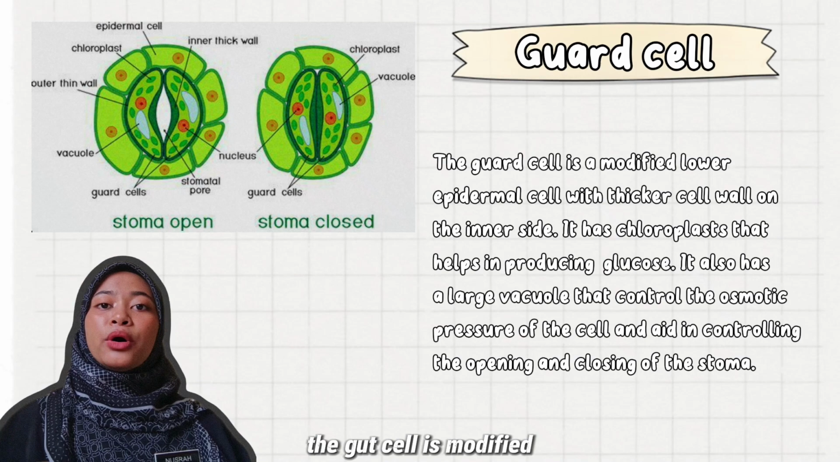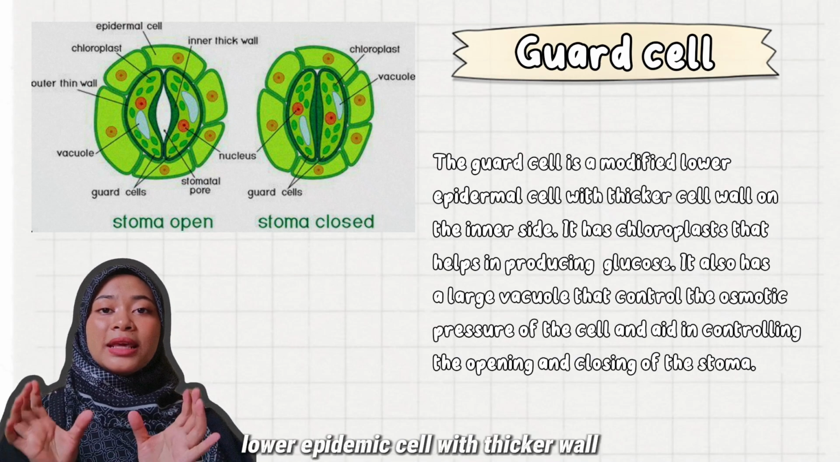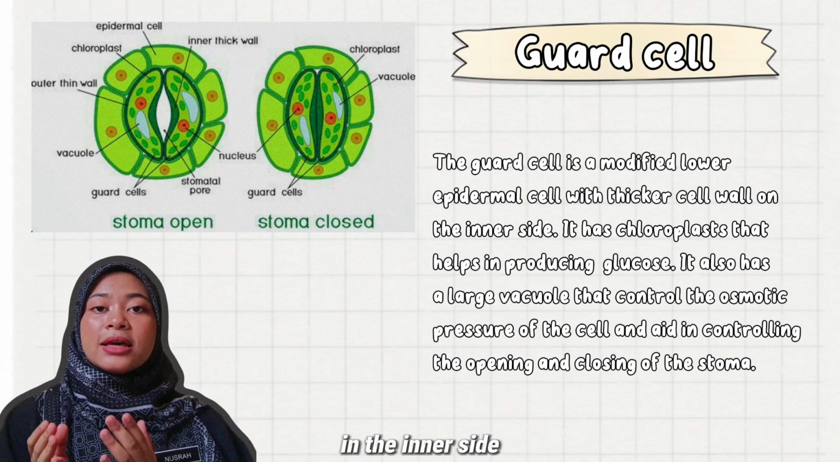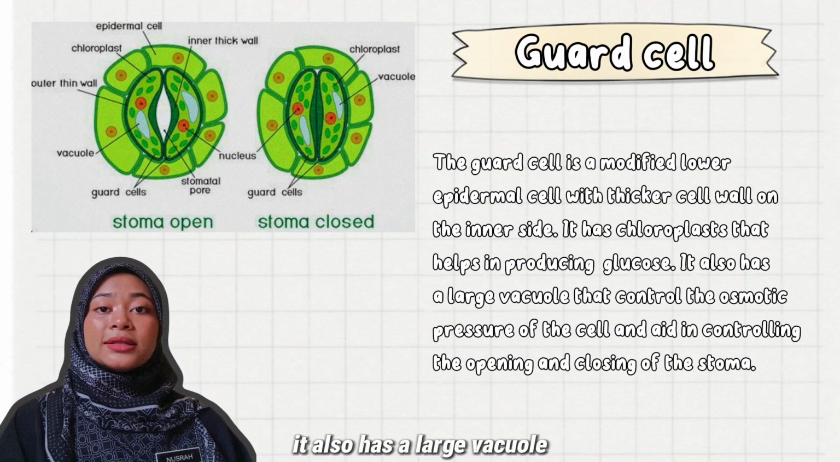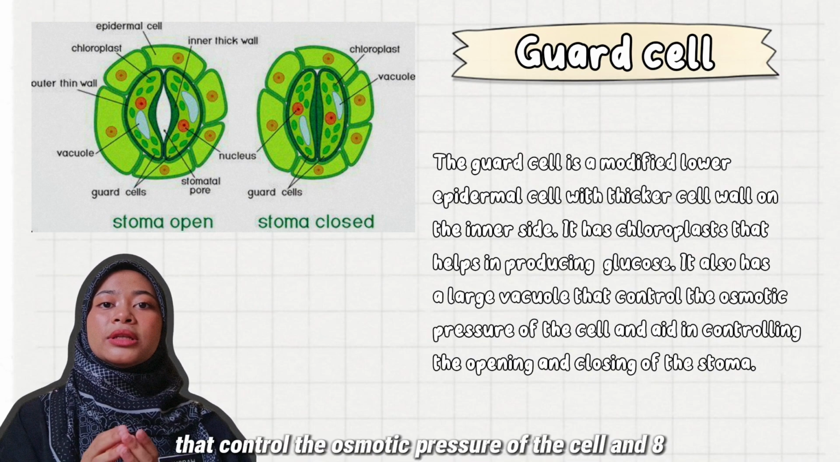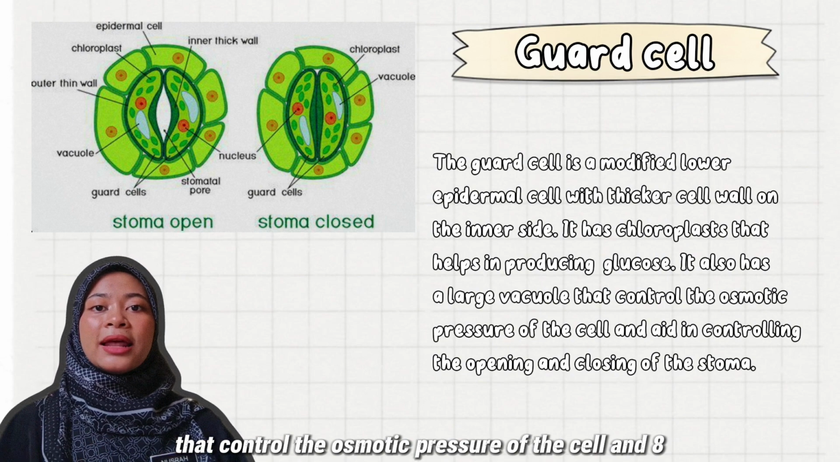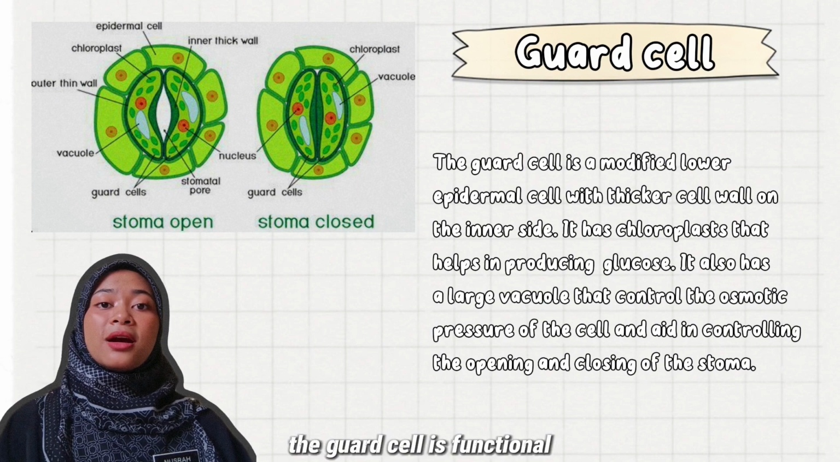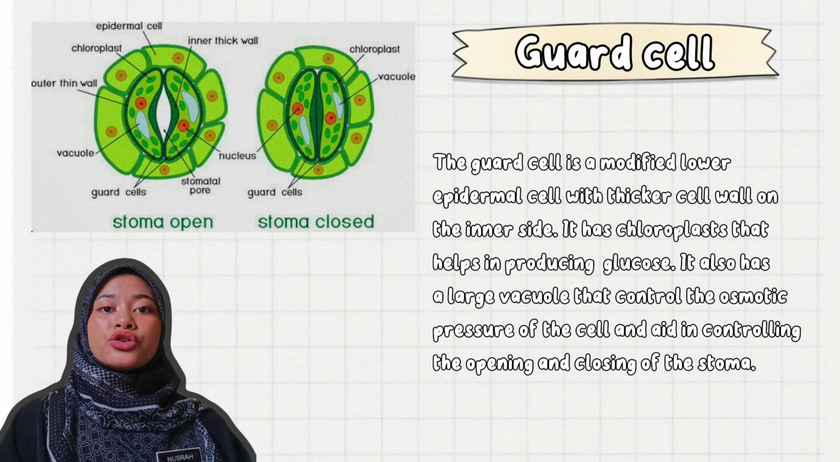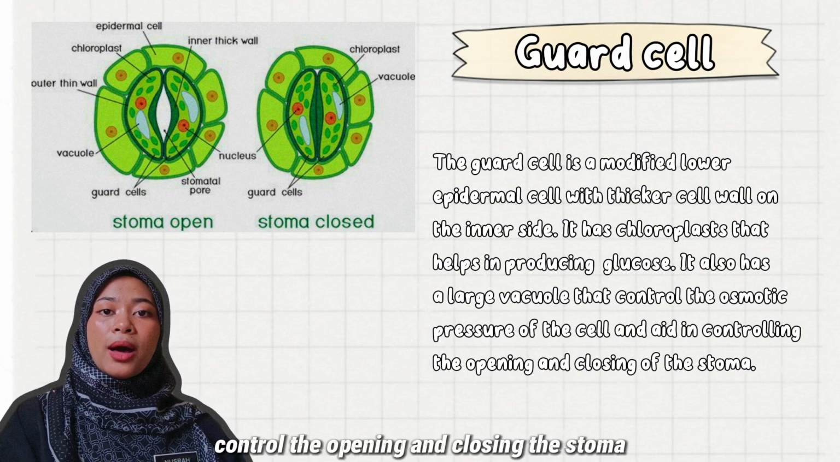The guard cell is a modified lower epidermal cell with a thicker wall on the inner side. It has chloroplasts that help in producing glucose. It also has a large vacuole that controls the osmotic pressure of the cells and aids in controlling the opening and closing of the stoma. The guard cell is functional in controlling the opening and closing of the stoma.